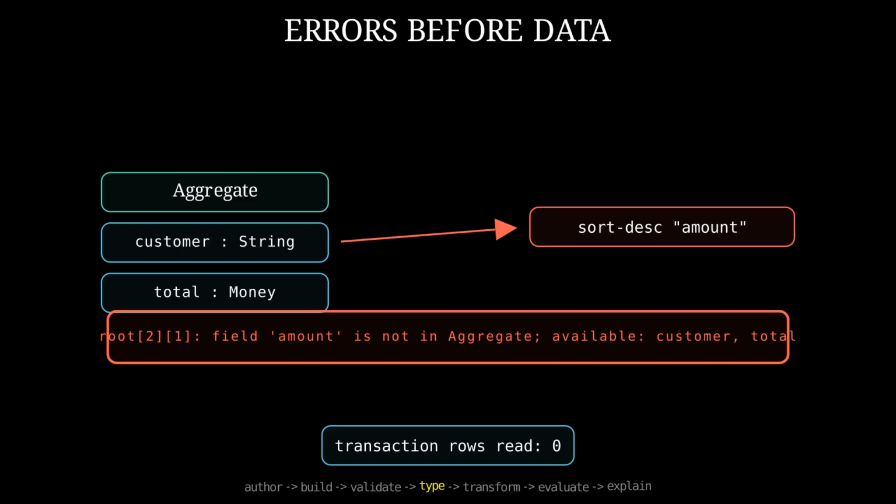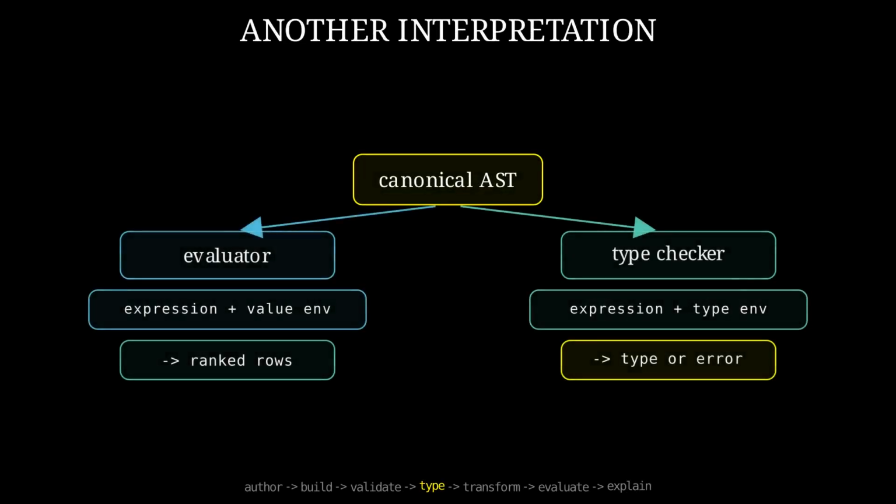Structural validation said these were expression trees. Type checking asks whether the expressions can mean what their operators promise. No transaction moved, but something still walked the entire program. What should we call that process? Another interpreter. The evaluator reads an expression in a value environment and produces a value. The checker reads the same expression in a type environment and produces a type or a localized error.